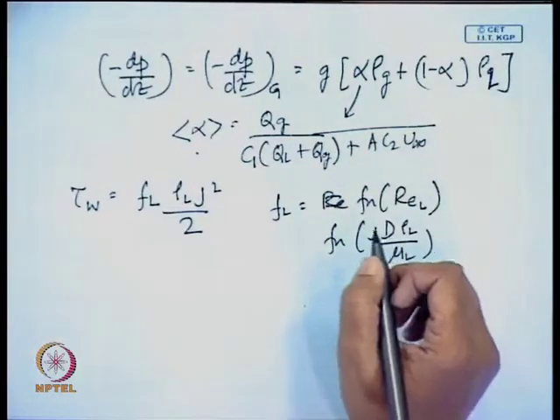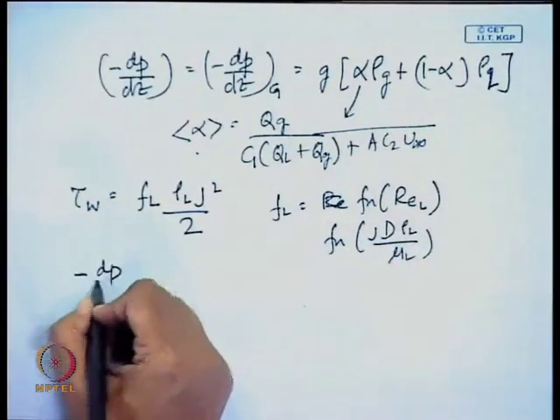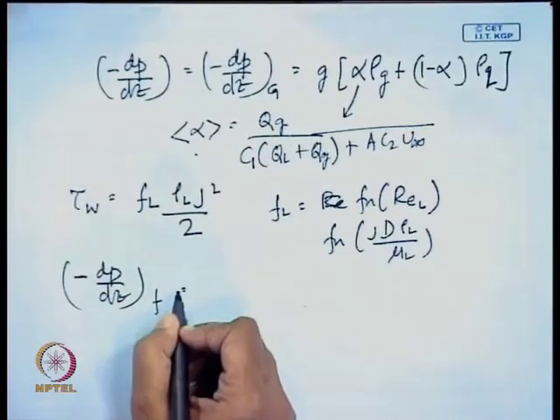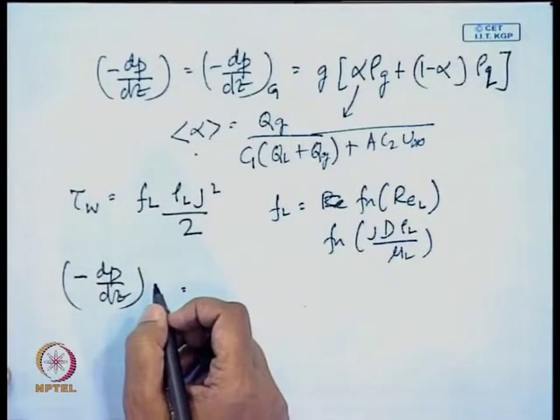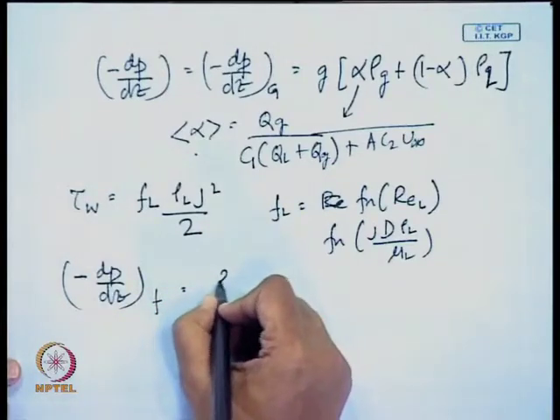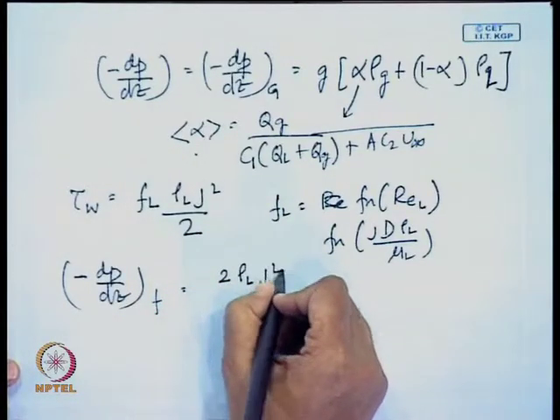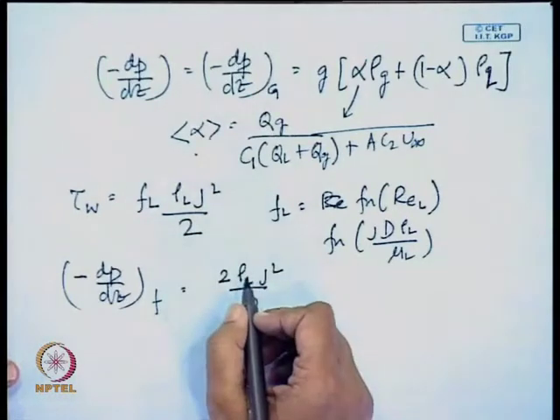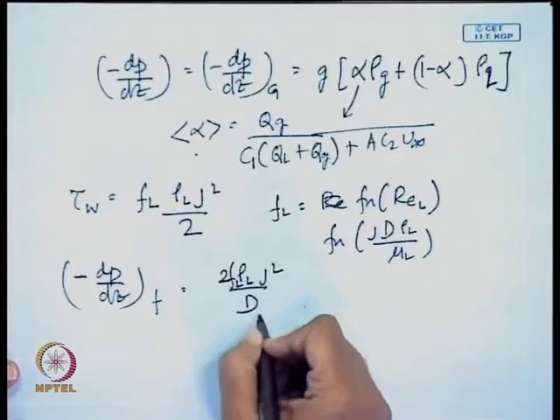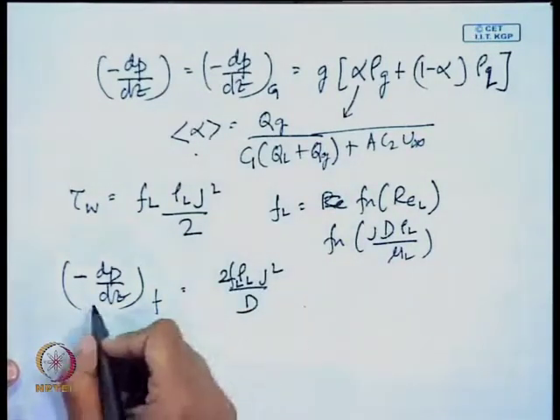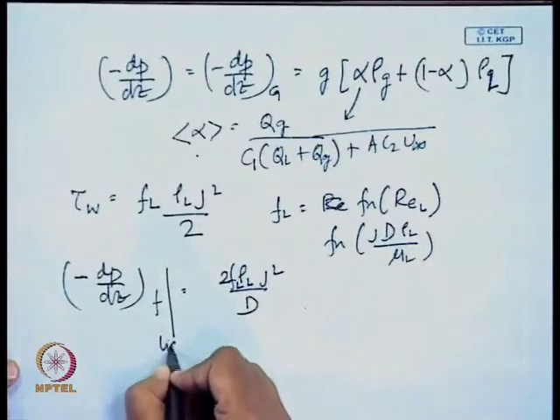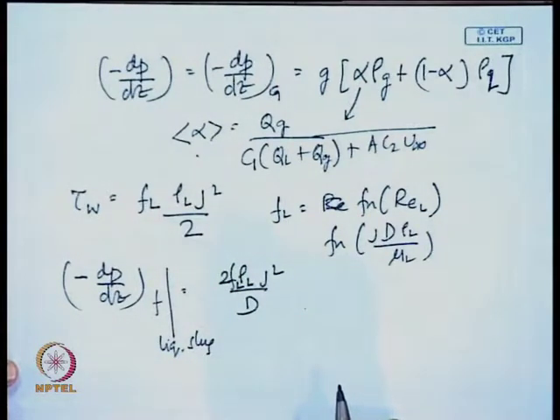So, under this particular circumstance, what is minus dp/dz frictional equal to? Just as I had done in the previous class, this is nothing but 2 f_L rho_L j squared by d. This is the frictional pressure gradient at the liquid slug only. Agreed? And we can assume that since the entire gas flows as Taylor bubble, liquid slugs occupy a portion 1 minus alpha of the pipe volume.